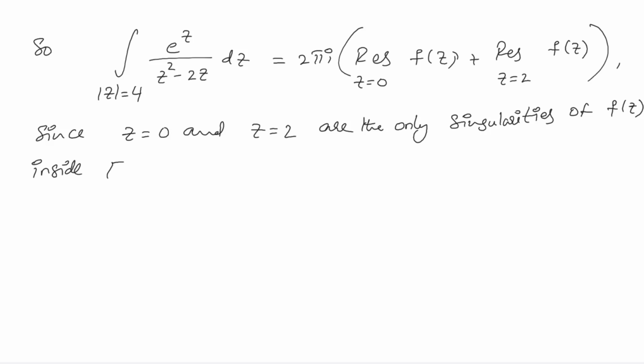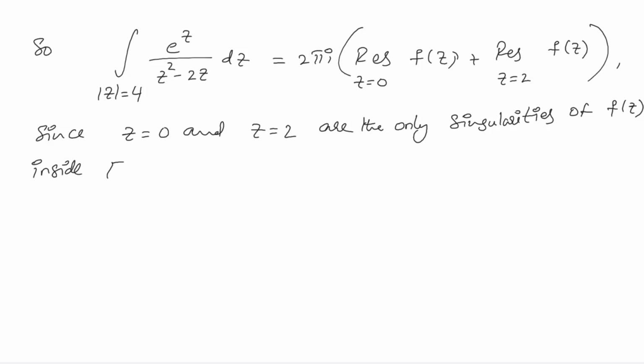So it is just enough to calculate the residue of the function f of z at these two singularities, z equal to 0 and z equal to 2. Then we can easily see the answer for this problem. So now the question here is, what are the residues of f of z at these 2 points?